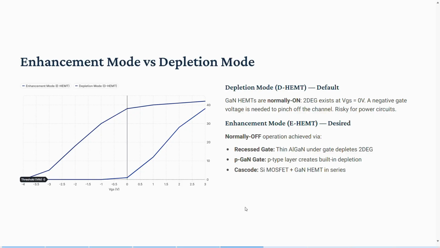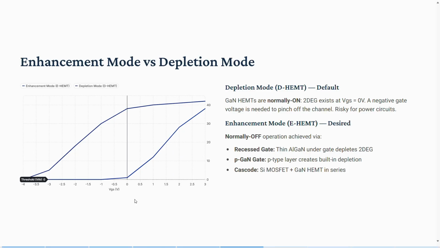Referring to the graph, we see that this is the depletion mode ID versus VGS curve, and this is the enhancement mode ID versus VGS curve. Depletion mode conducts at 0 voltage. Enhancement mode starts conducting after the threshold voltage. This distinction is very important in designing circuits like switching converters and inverters, which are important in EV applications.